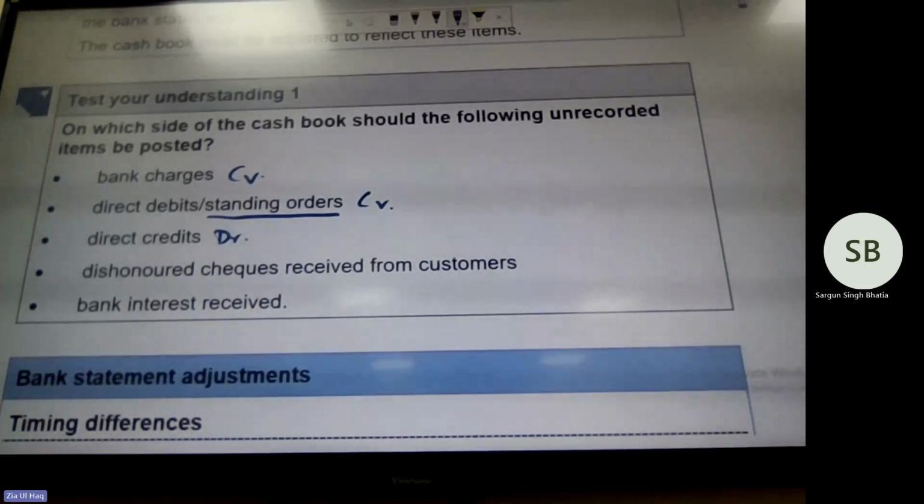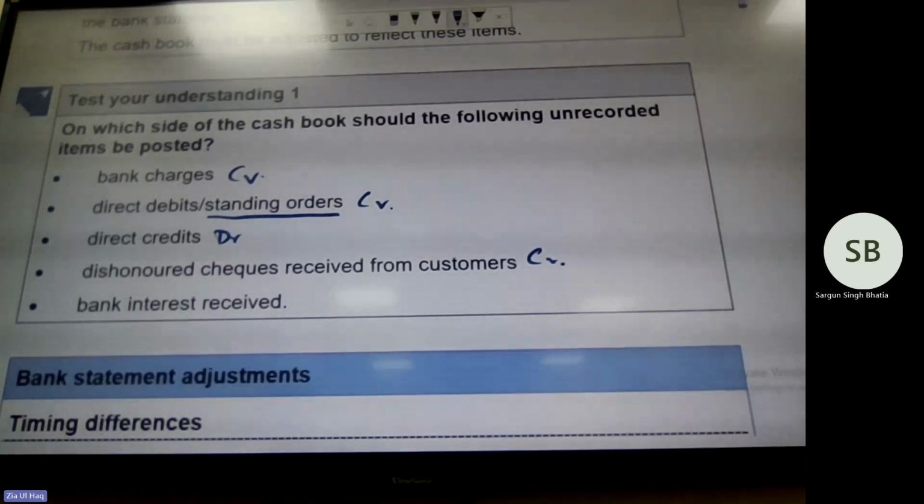Dishonored check received from customers. We received a check from the customer and present it to the bank, but it has been dishonored. So it should be recorded on the credit side of the cash book, because when we received it, we recorded it on the debit side. Now, yes, sir, we need to record it on the credit side.